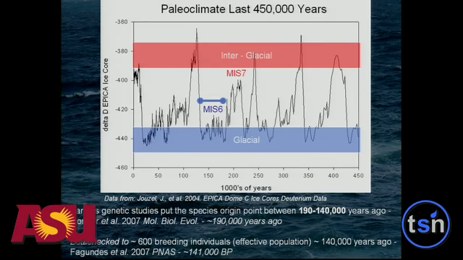This graph once again shows a proxy measure of global climate change, and I draw your attention to the period between 200 and 123,000 years ago. The period just before the origins of Homo sapiens is an interglacial that we call marine isotope stage 7, or MIS 7. It's followed by MIS 6, which is one of the longest, coldest glacial periods on record. Note that the estimates for the species origin point that I mentioned earlier fall at the beginning of MIS 6.